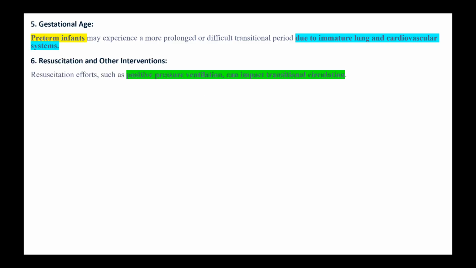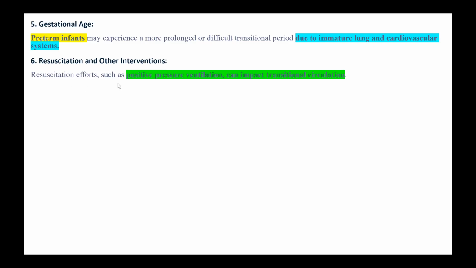And preterm babies are very prone to this because they have a prolonged or difficult transition period due to immaturity of the lung. Especially, what is the thing that will be lacking in a preterm infant's lungs? Surfactant, sir. Surfactant, fantastic. So that will affect the lung expansion and that will cause hypoxemia and that will maintain the pulmonary vasoconstrictor reflex, and that is the one which will still prevent this fetal circulation changing to adult circulation.